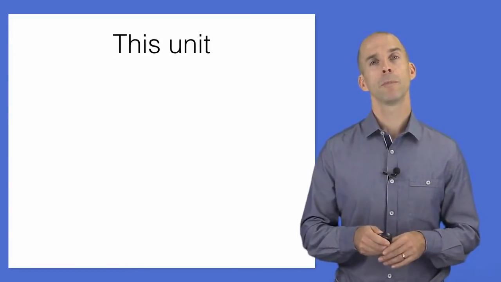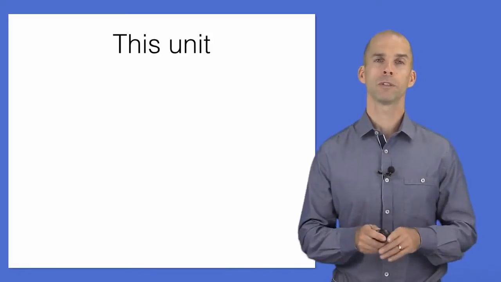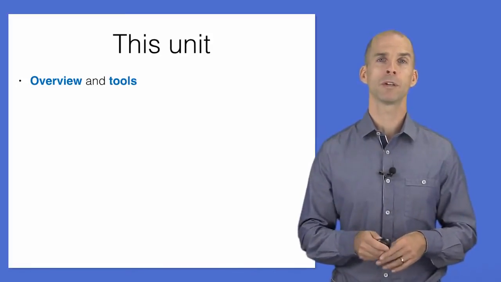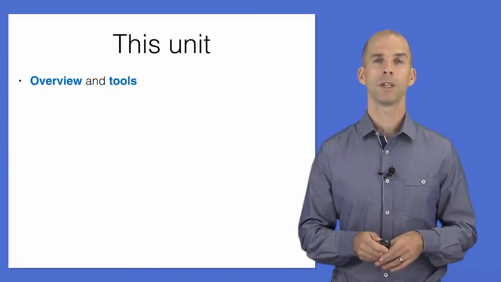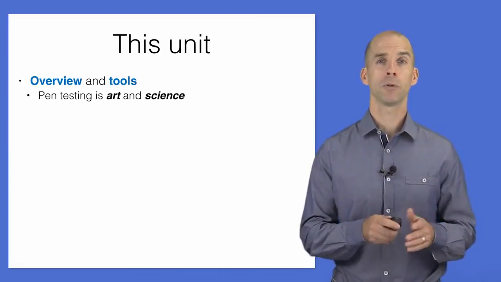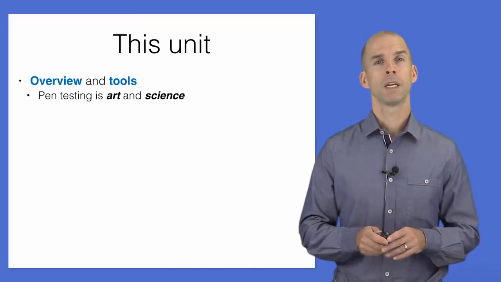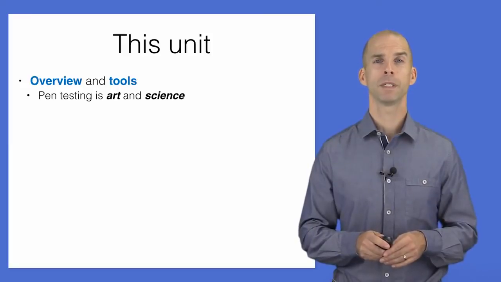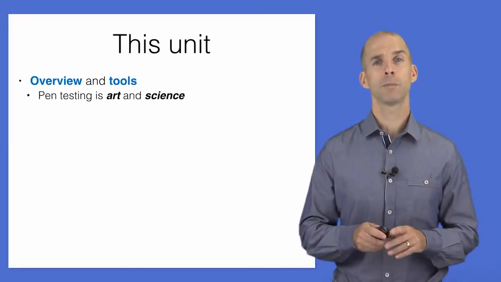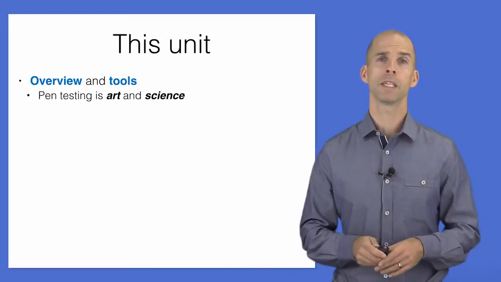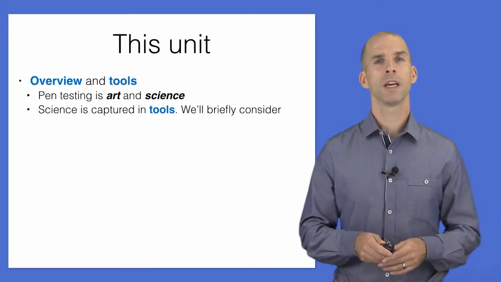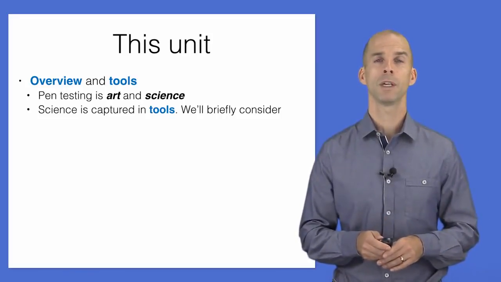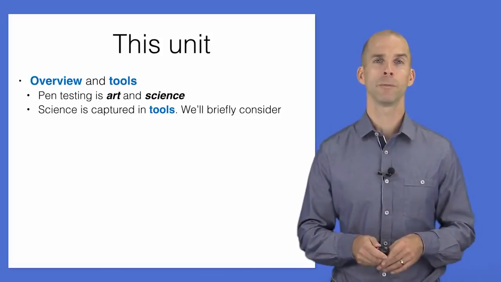Okay. In the remainder of this unit, we're going to consider two parts. First, we present an overview of pen testing and the tools that are commonly used by pen testers. We will see that pen testing is both art and science. As an art form, it relies on the creativity and ingenuity of the pen tester. As clearly successful techniques emerge, pen testing moves to becoming a science. And the fruits of this science are turned into tools and automation that subsequent pen testers can use. And we'll look at several tools in particular.